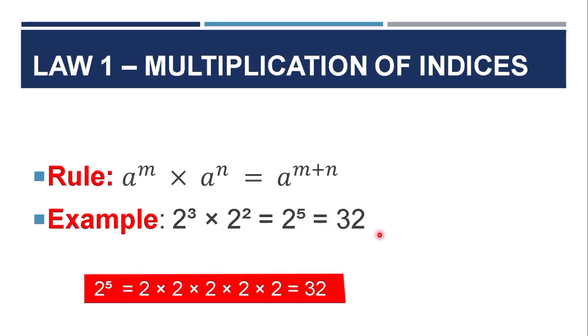Now you ask, why did we get this 32? 2 exponent 5 means we are multiplying 2 by itself 5 times. So 2 by 2 by 2 by 2 by 2, 5 times. 2 by 2 is 4. 4 by 2 is 8. 8 by 2 is 16. 16 by 2 is 32. This means that 2 exponent 5 is equal to 32.